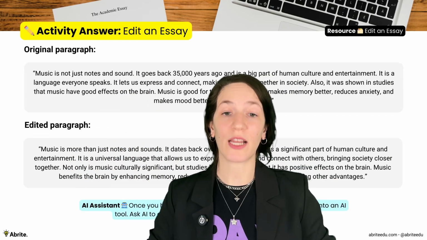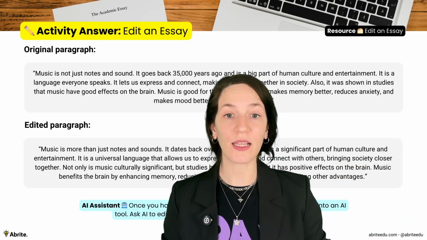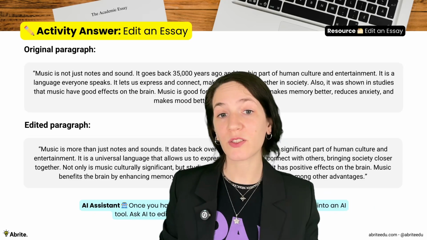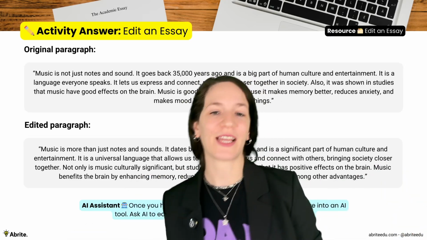Once you've edited your essay, you can also pop it into AI and ask AI to edit it as well and compare their version to yours. This may help you find any changes that you missed or give you ideas for further changes. It's kind of like having someone else look at your essay as well.